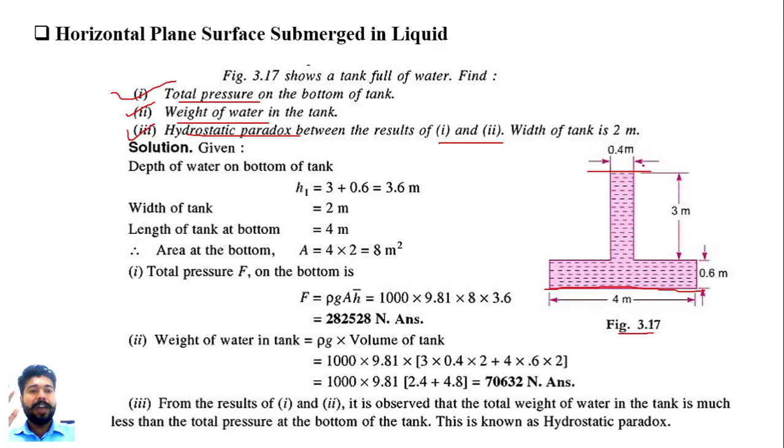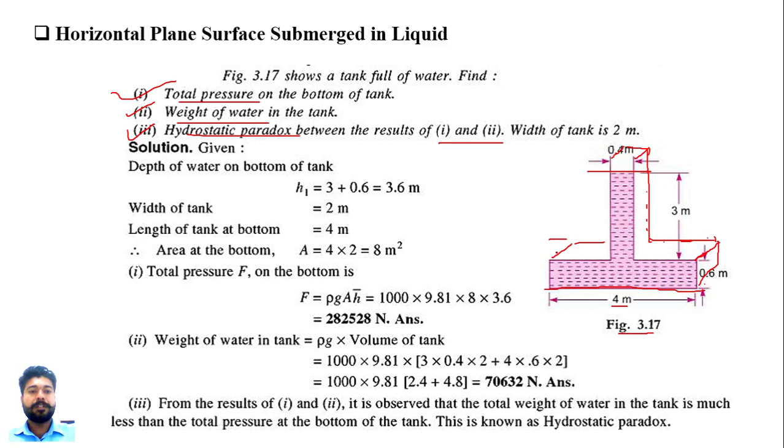Here are the dimensions: the width of the vertical column is 0.4 meter, the length is 3 meter, the length of this small rectangle is 0.6, and the width of the tank is 4. Here it is in two dimensions. If this tank is in three dimensions, like this, we can have an idea that the tank is somewhat like this.